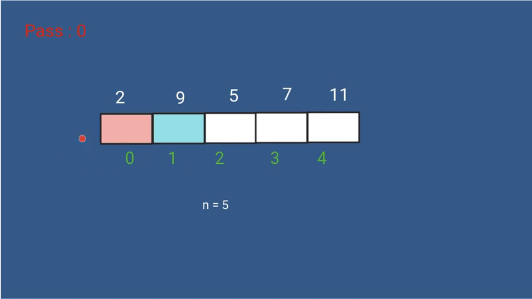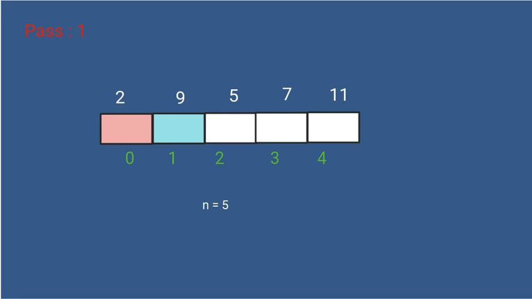So we'll start checking from the 0th element till the n-1th element and check if the current element is greater than the next element. If so, we'll swap it, otherwise we'll leave it. At the end, we'll have the largest number at the end of the array. So it's at its place. This part is sorted. Okay, so now the pass will increment to 1.